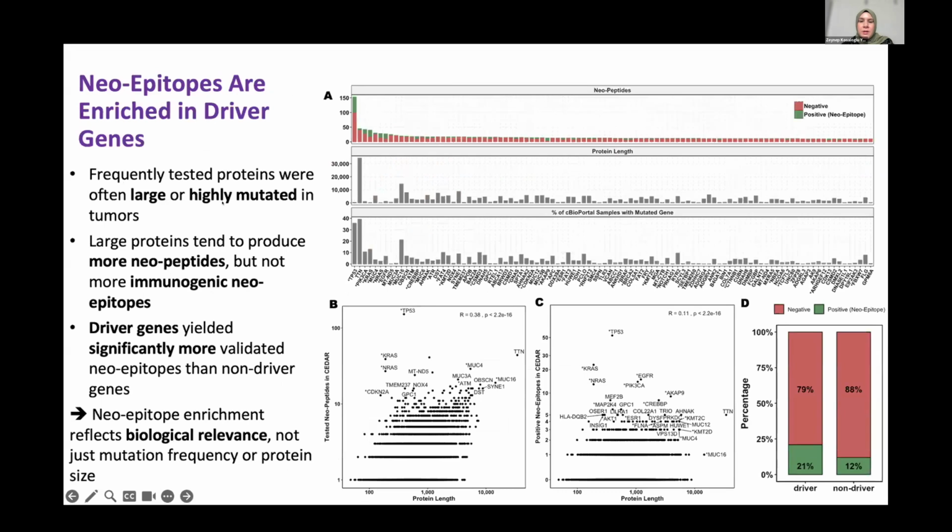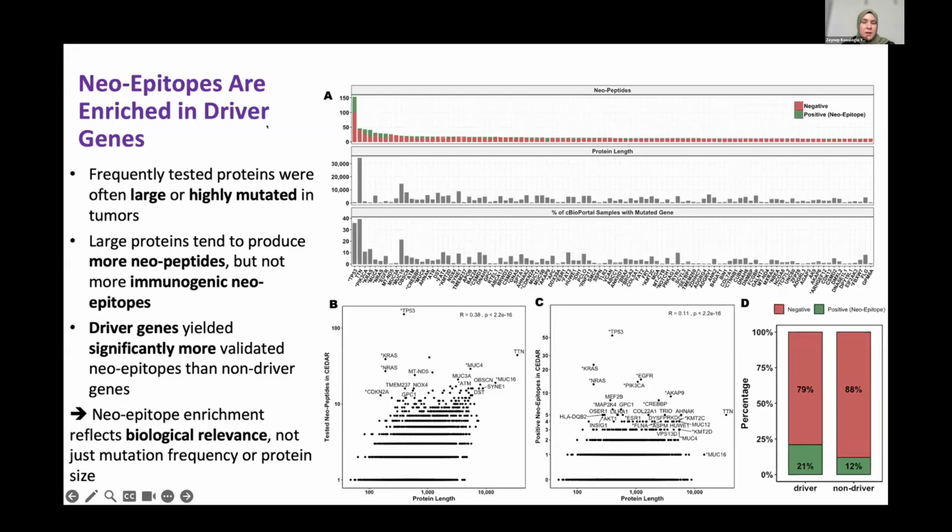So we began by looking at the top 100 proteins with the most tested neopeptides in CEDAR. So here, each column represents one of these top 100 proteins. And here we have the number of neopeptides and the number of neoepitopes in red and green. So the positives and the negatives are highlighted. And in the middle, we have each protein's length. And in the bottom panel, we show how frequently the gene is mutated in patients in cBioPortal. So we specifically chose these three metrics to visualize here side by side, so we can see if there's any correlations.